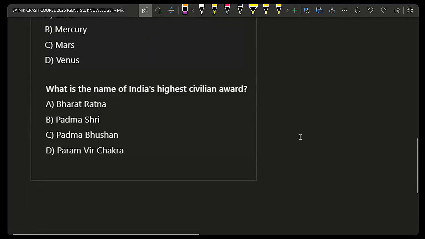What is the name of India's highest civilian award? Bharat Ratna, Padma Shri, Padma Bhushan, Paramvir Chakra. What is the name of India's highest civilian award? Bharat Ratna, Padma Shri, Padma Bhushan, Paramvir Chakra.